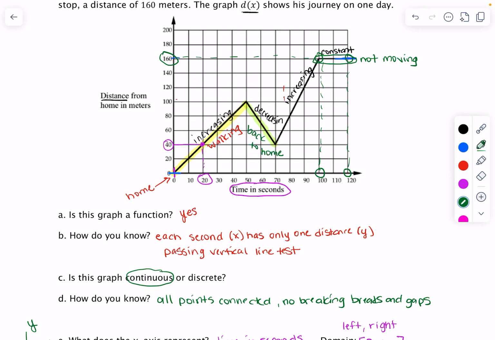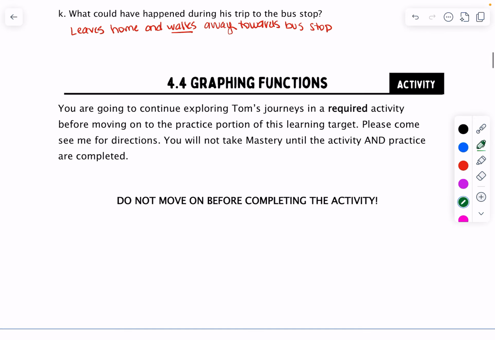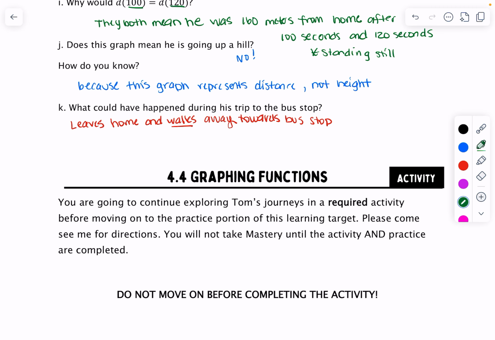Now, he hasn't gotten all the way home. All the way home would mean he gets here. So he hasn't gone all the way back home. But what might make him walk back from home? He's walking away towards the bus stop. I bet he forgot something. I bet he went back, maybe dropped something. Maybe something fell out of his backpack. I think that's what that graph is representing. He's going back towards home.